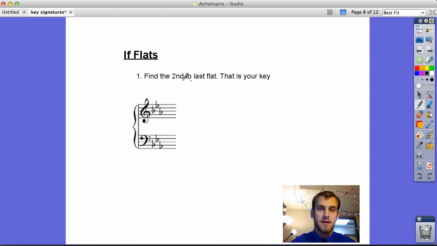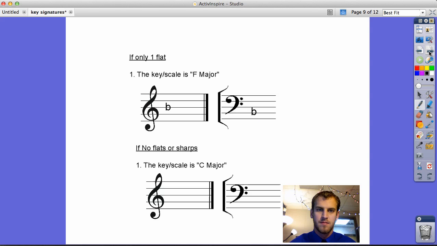If it's flat, find the second to last flat, and that is your key. So we find our second to last flat, which here is E flat, and that is our key. If only one flat, the key is F major as stated before, because F major only has one flat. If there's no flats or sharps, nothing in the key signature, we know that the key signature is C major.